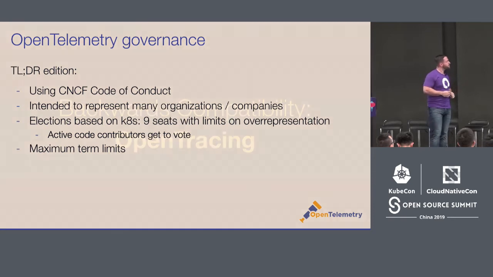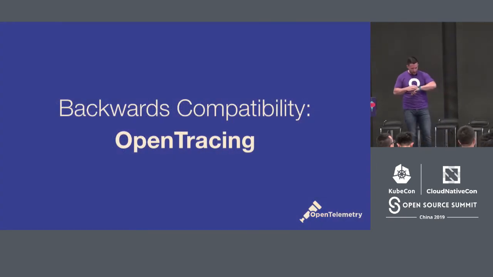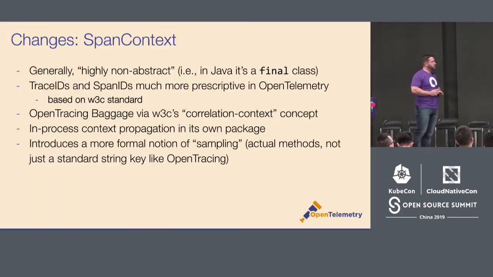All right, so next up I want to talk about backwards compatibility. So if you're coming from OpenTracing or you're coming from OpenCensus, what does it mean? Let's start with OpenTracing. So OpenTracing has a few changes to the API itself.